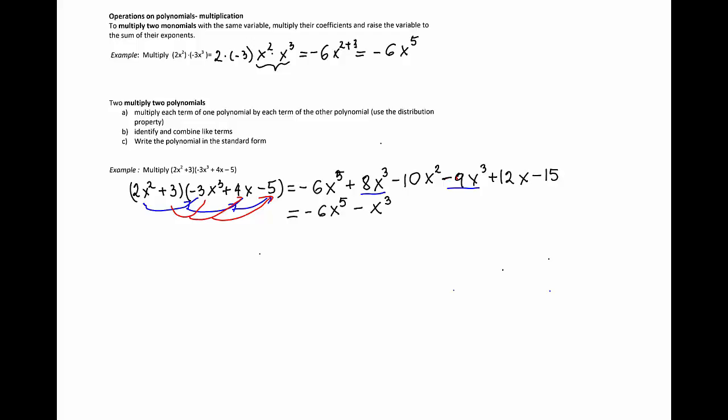The next term will have x squared, and there is only one term, so we'll just rewrite it. And the next term will have x, and there is only one, 12x, and then a number again, only one, so it's negative 15. This is the product of those two polynomials.